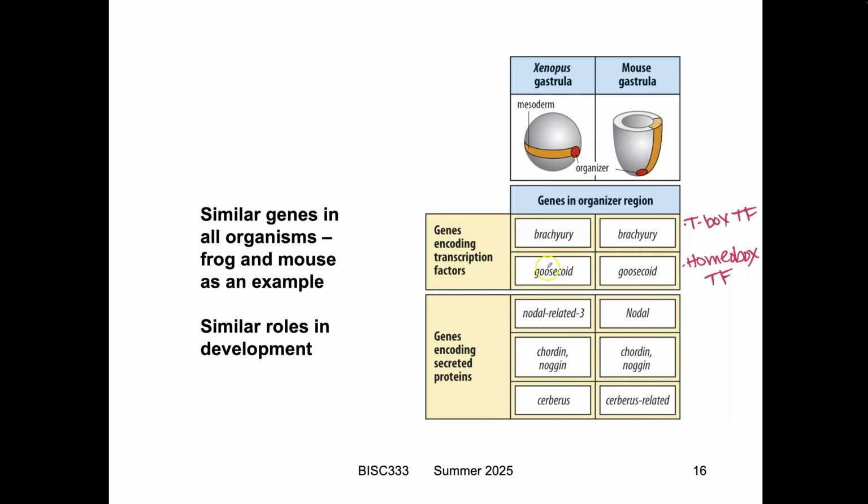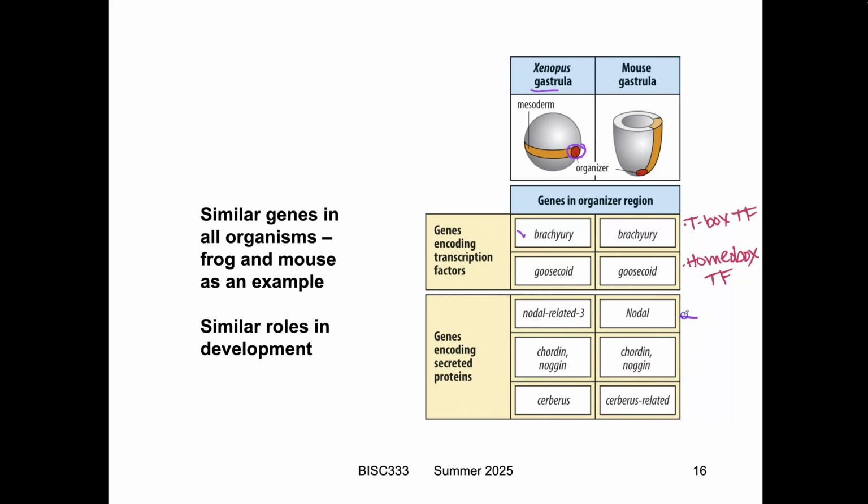So, this is a useful table, and it just shows you that in Xenopus and mouse, the way gastrulation is proceeding looks quite different. But the genes that are involved in these processes, brachyury and goosecoid, remember brachyury is for the whole of the mesoderm, and goosecoid is specific to the organizer region, that is the same for the mouse gastrula. And the secreted proteins, nodal related, and nodal, chordin and noggin, Cerberus, and Cerberus related. And they're doing the same kinds of things.